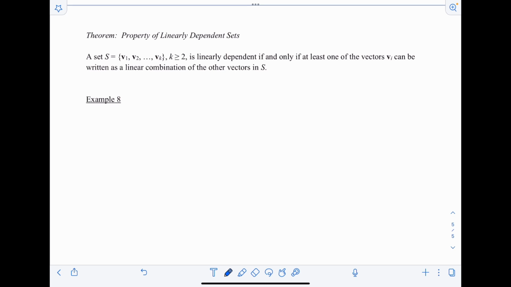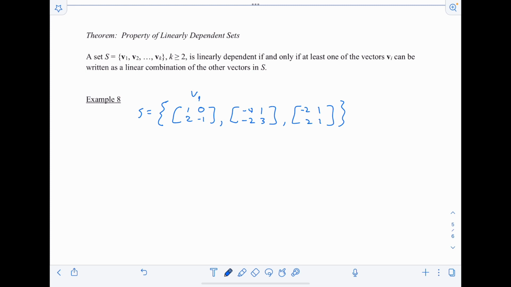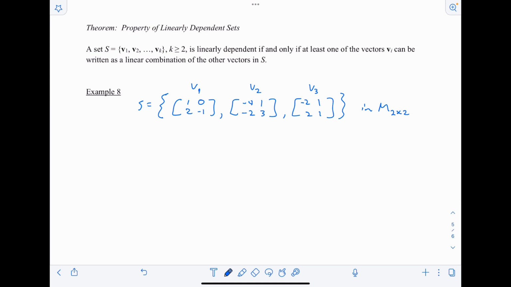We're going to go into the world of matrices for this one. So I'm going to create three 2 by 2 matrices. Let's go 1, 0, 2, negative 1. Negative 4, 1, negative 2, 3, and negative 2, 1, 2, 1. So this is going to be our set S, and just for clarity, I'm going to call these V1, V2, V3, and obviously this is now in the world of 2 by 2 matrices. That's our vector space. So going back to our theorem, a set S with at least two vectors is linearly dependent if and only if at least one of the vectors vi can be written as a linear combination of the other vectors in that set.